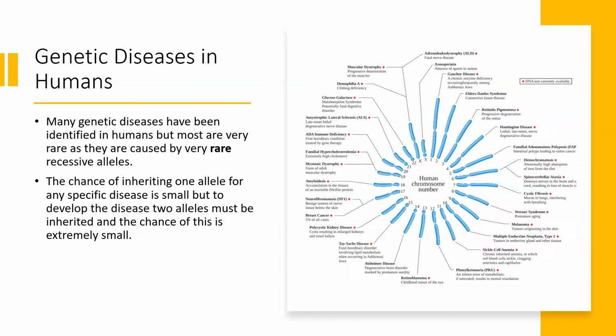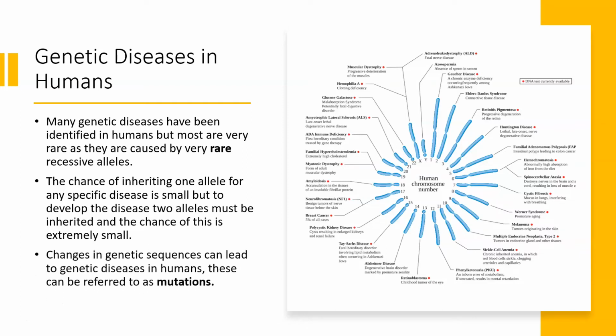There are examples. We're going to go into all these examples, and there are some that are dominant diseases and things like that, but we're just talking basically at the moment. The diagram on the right, don't take too much note of that. It's just showing you a range of genetic diseases linked to each human chromosome. Now, changes in genetic sequences can lead to genetic diseases in humans, and we call those mutations. We spoke about this in a previous unit.